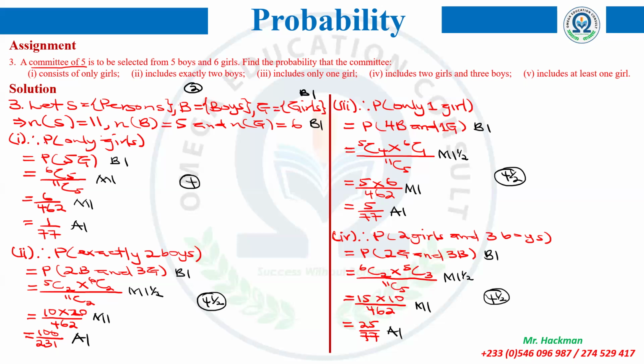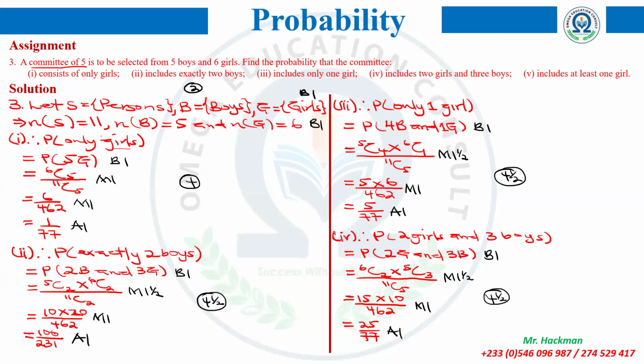However, so now we know what we are supposed to find. I. Therefore, P, you can write, committee consists of only girls, or you can write P only girls indirectly. Or committee consists of only girls, but this equally is allowed. So therefore, P, probability of committee consists of what?